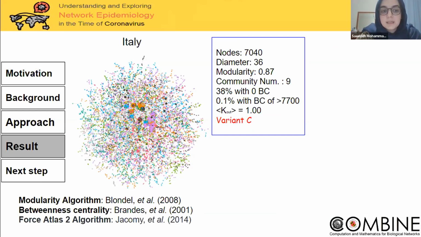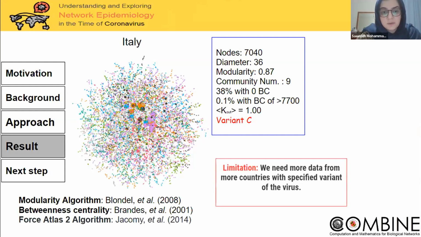However, to be able to make a scientific conclusion, we need more data from different countries with a specified variant of the virus, which has not been easy to find because not a lot of countries have detected the variant of the virus, and in some others, more than one variant is spreading.